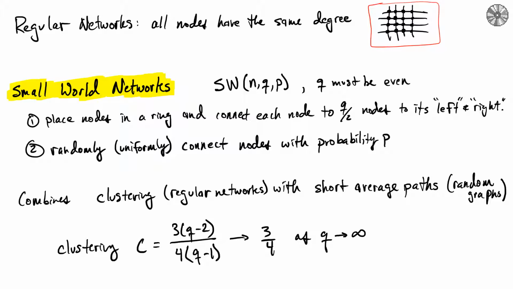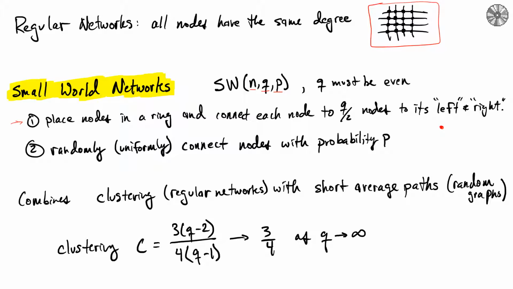The last model that we'll consider is the small world network, and so you're going to see this in the lab as well. This takes in three parameters, n, q, and p. P is a probability, and the parameter q needs to be even. And so this kind of has a visual setup to it. What we do is we place all n nodes in a ring, and we connect each node to its left and right neighbors by q over 2.